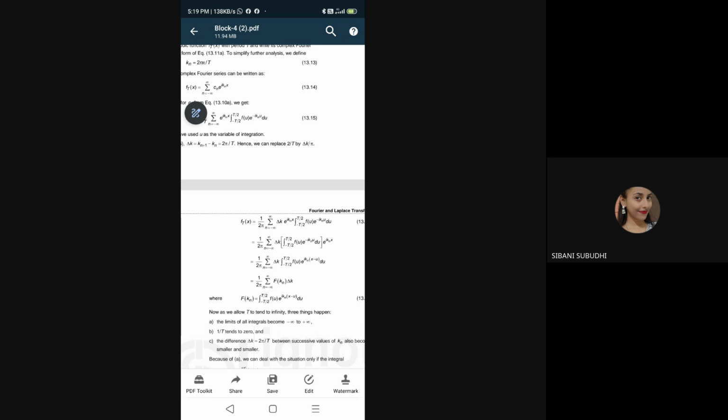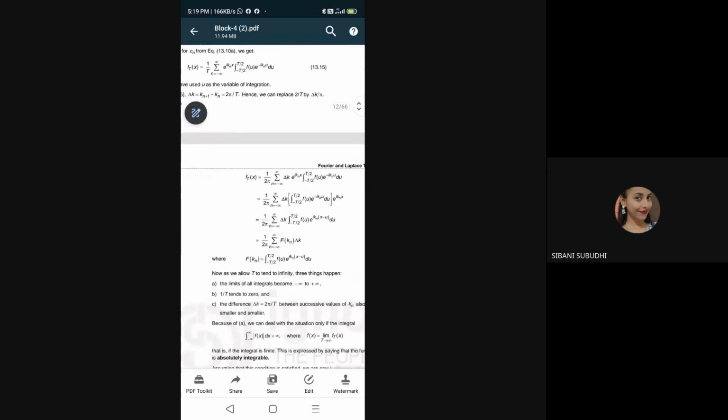f(t) can be written as 1 by 2π, the integration, n equal to minus infinite to infinite, Δk e to the power i k_n x, integration minus T by 2 to T by 2 of f(u) e to the power i k_n u du, which can be written as 1 by 2π summation n equal to minus infinite to infinite f(k_n) Δk, where f(k_n) is equal to integration minus T by 2 to T by 2 of f(u) e to the power i k_n (x minus u) du.